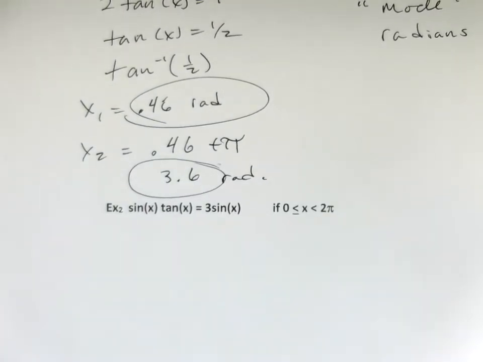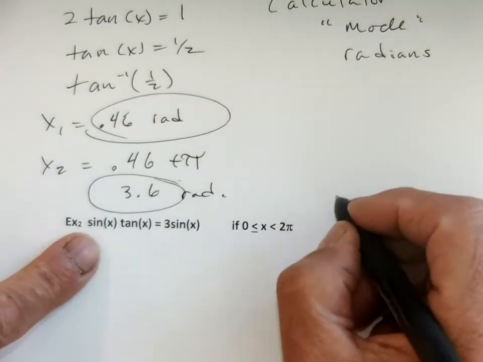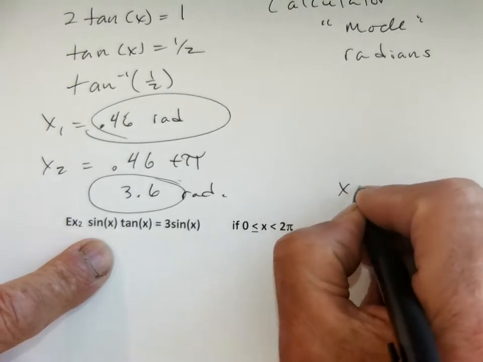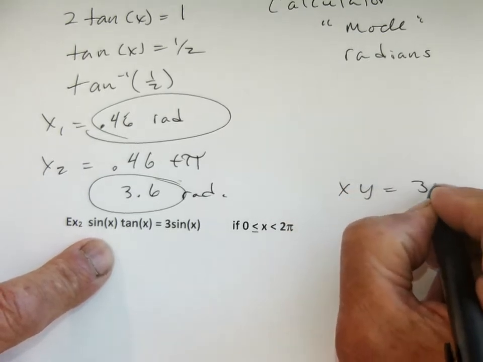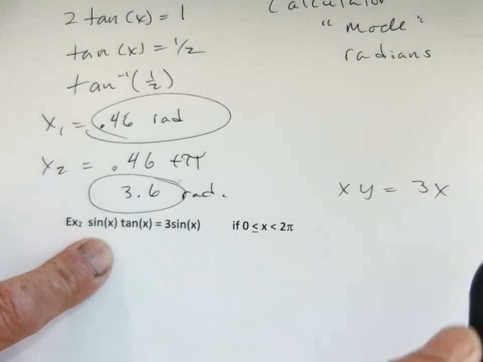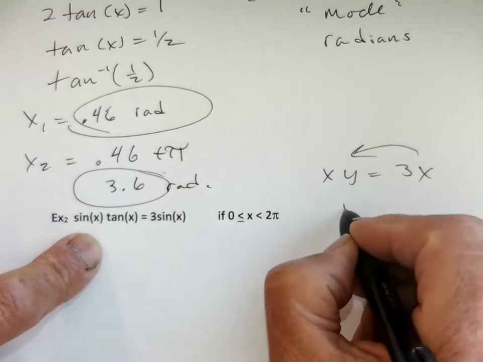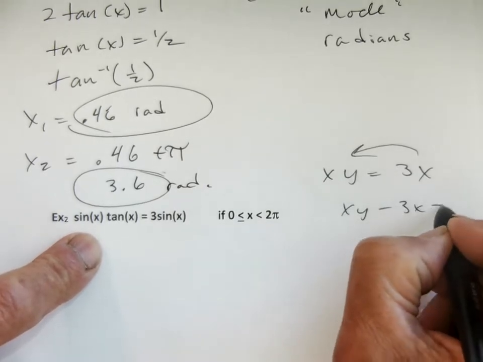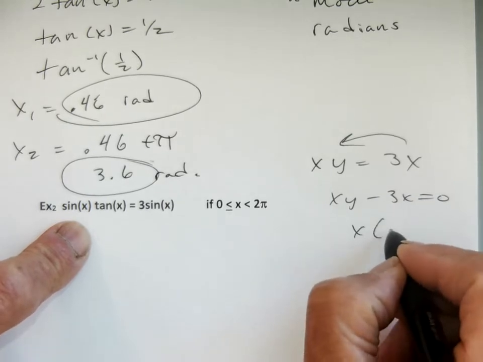Okay, example 2. Well, example 2 is a little bit like the extra that I showed you. Remember, Chloe, you asked about the extra? It's similar. So let me put it in terms of x's and y's. If I had a problem that was, say, x y equals 3x, I could bring this over. I could have x y minus 3x equals 0, so that I could common factor out an x and have y minus 3.